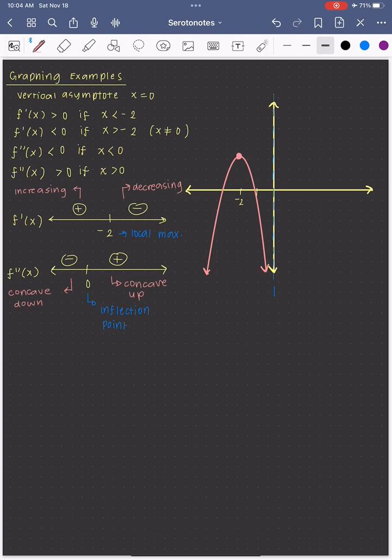From the table of signs, we know that beyond negative 2, and provided x is not equal to 0, it is decreasing, so our function must be decreasing beyond 0 and it's concave up. That would look something like this, and now we're done graphing our example.